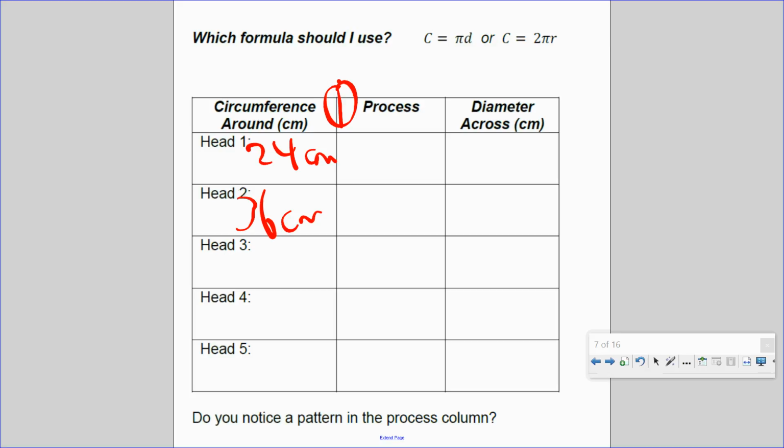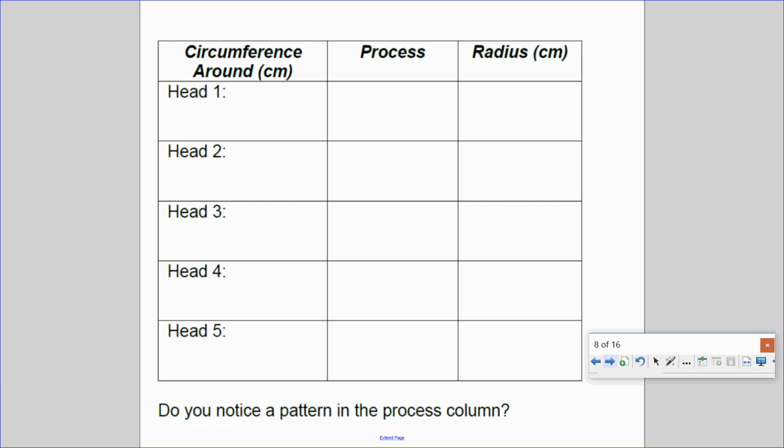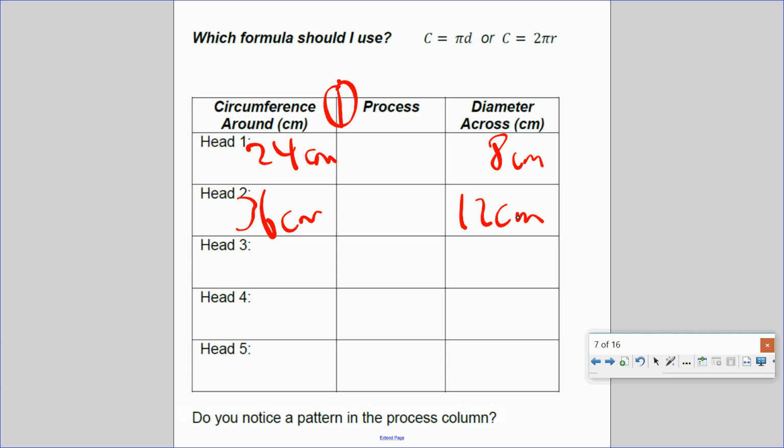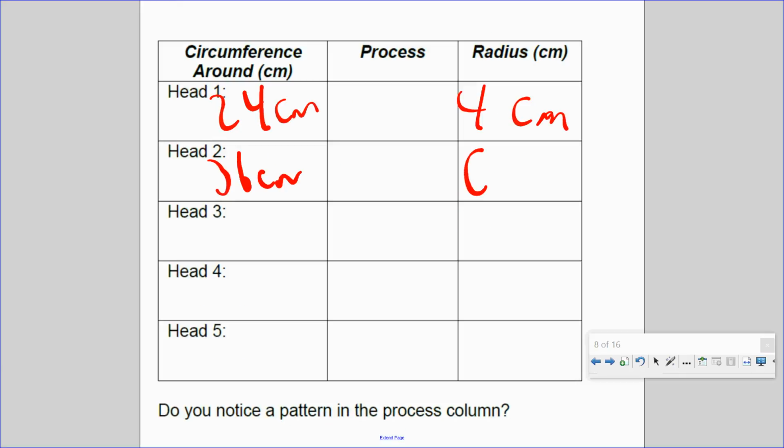So we know that there are three diameters around, so 24 divided by 3 is 8. For 36, we divide that into three parts, it'll be 12. So here's another example, 24 centimeters, 36 centimeters. What would the radius be? Well, if we divide by 3, that would be 8, and the diameter is 8, so the radius would be 4 centimeters, because a radius is half of a diameter. And if this diameter is 12, then it'll be 6 centimeters.